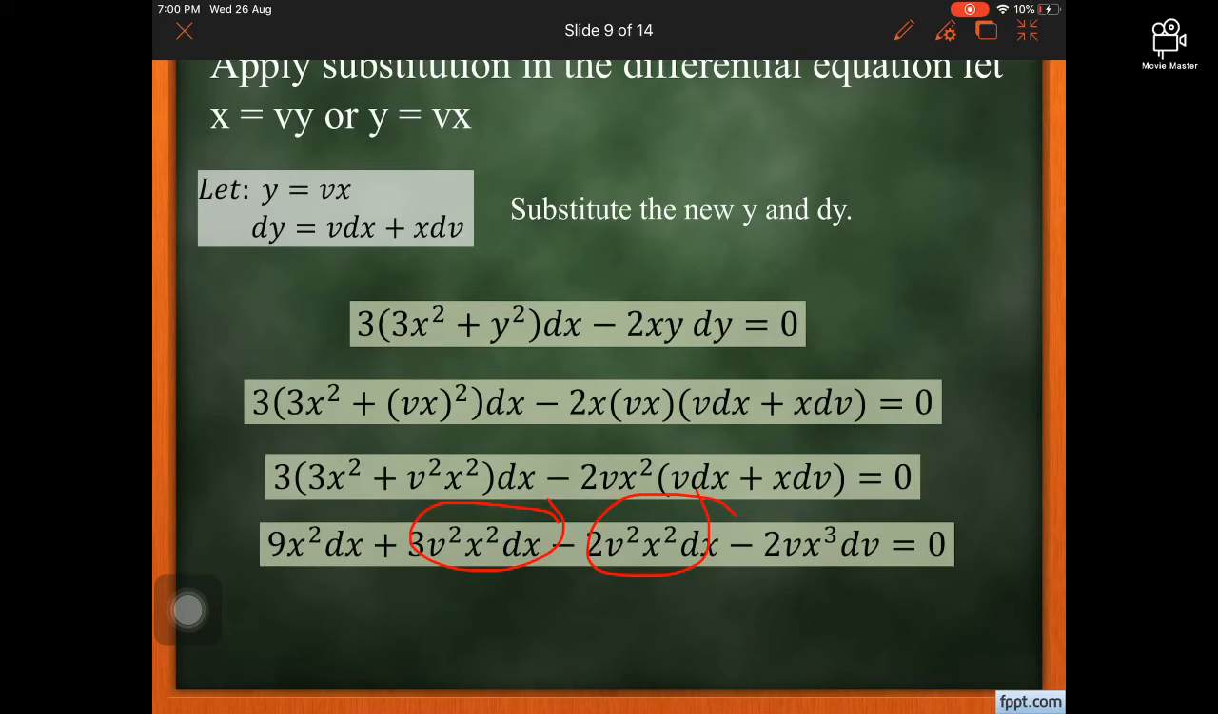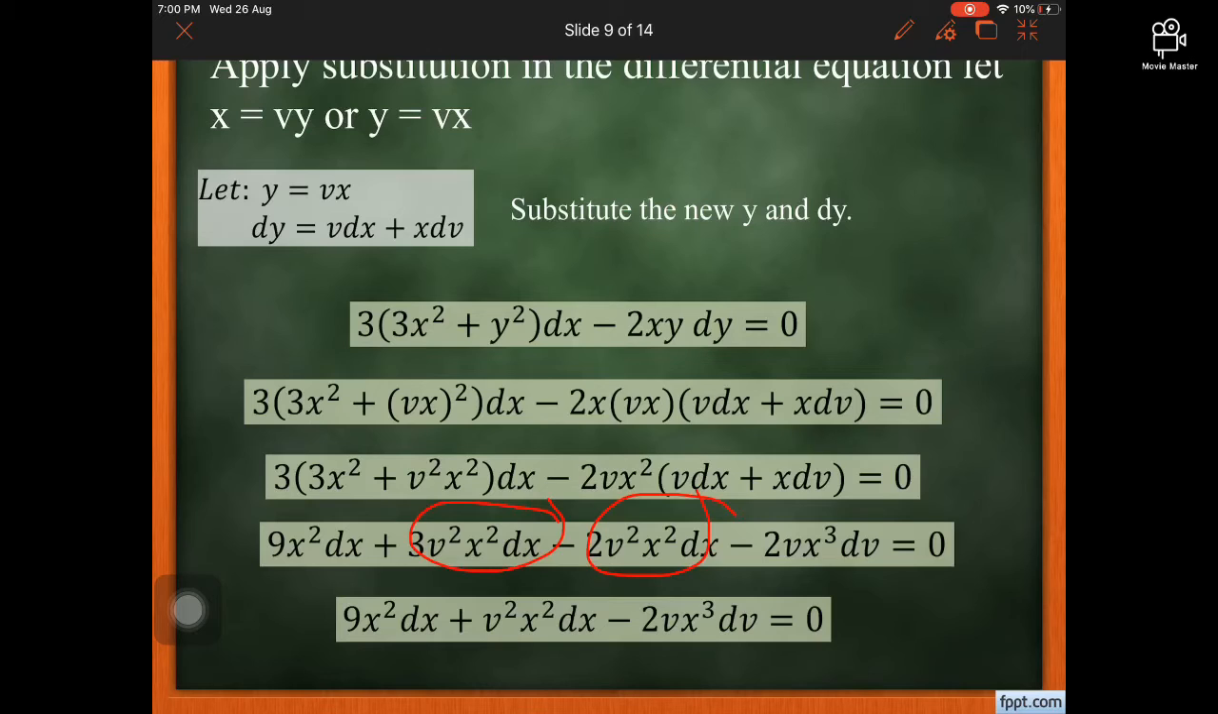And adding or subtracting them will give you 9x squared dx plus v squared x squared dx minus 2vx cubed dv is equal to 0. Now, can we still simplify this? No. We can now proceed to the next step since this is the simplest form we can get from the equation by substituting.